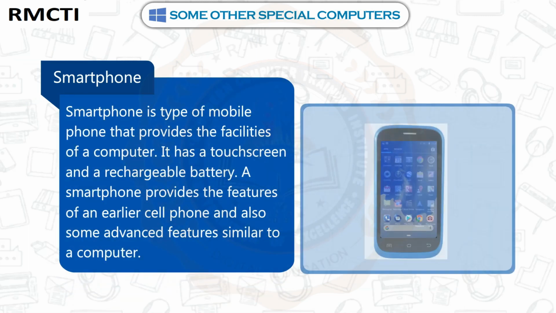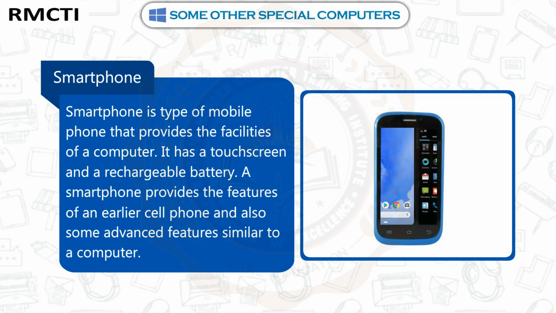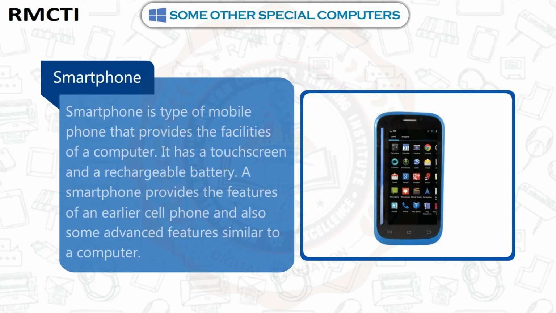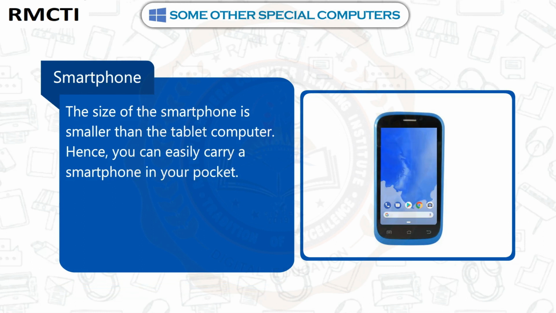Smartphone. A smartphone is a type of mobile phone that provides the facilities of a computer. It has a touch screen and a rechargeable battery. A smartphone provides the features of an earlier cell phone and also some advanced features similar to a computer. The size of the smartphone is smaller than the tablet computer. Hence, you can easily carry a smartphone in your pocket.